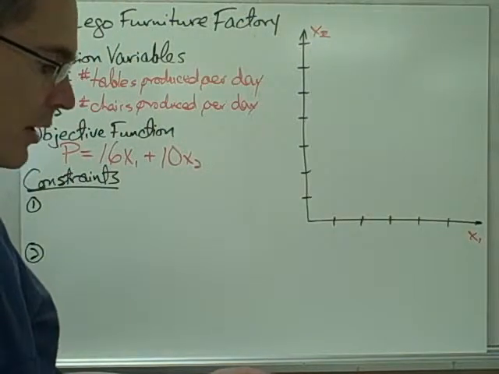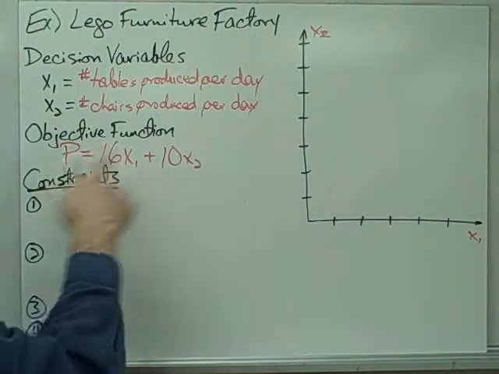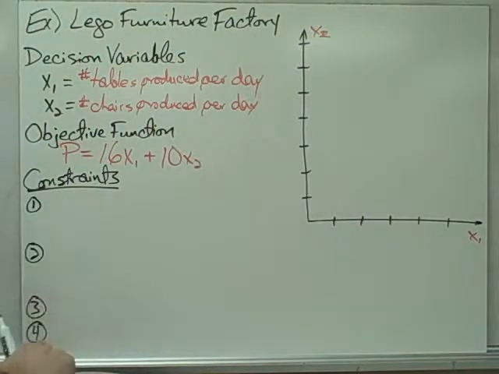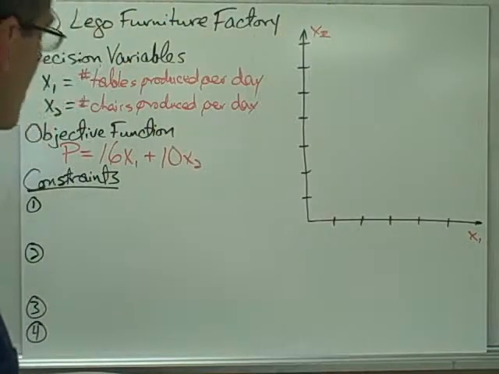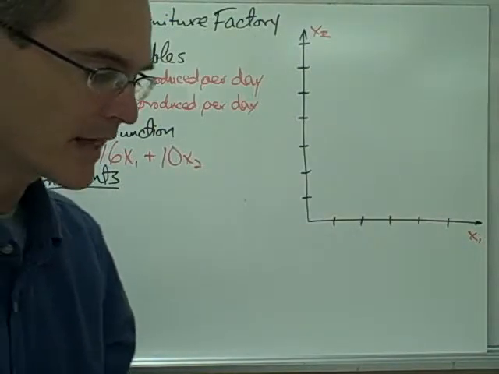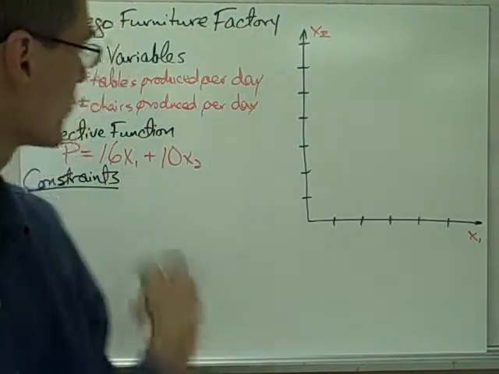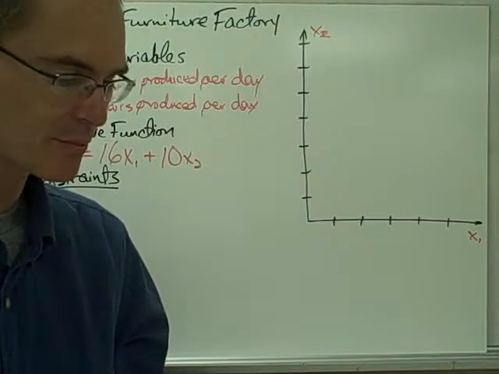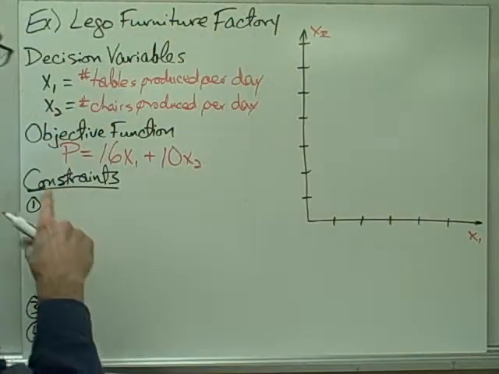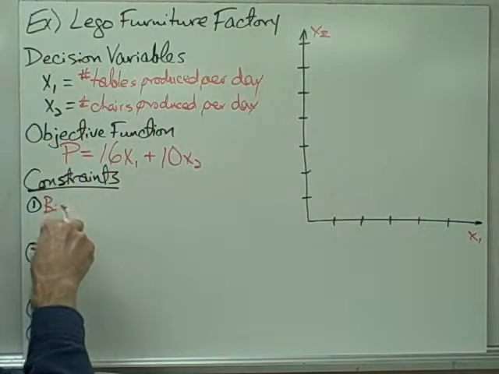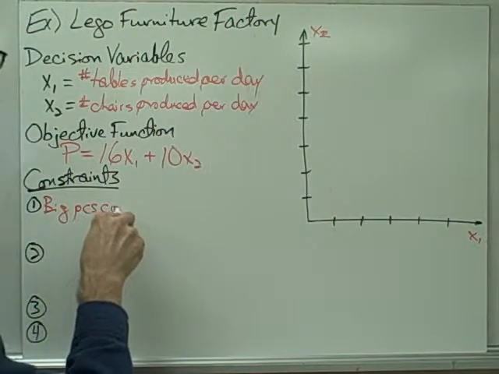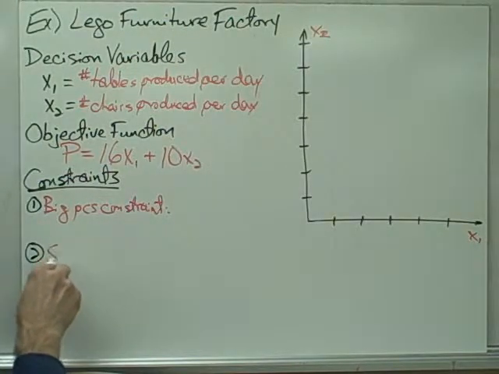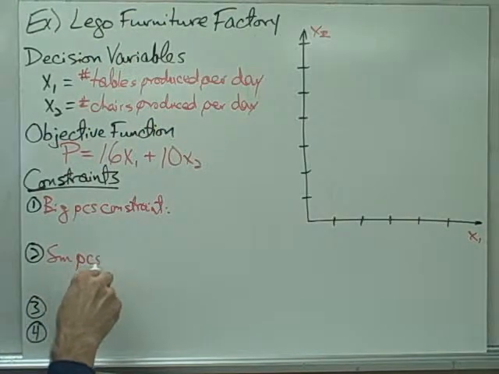Okay, now we've got our decision variables and our objective function. Now we want to talk about constraints. For this problem, it turns out we're going to have a total of 4 constraints. Our first constraint: notice it says in the problem that the number of pieces available to construct our tables and chairs is limited by the supplier to 6 big pieces and 8 small pieces per day. So we've got a constraint on our big pieces. Let's call that our big pieces constraint. And we're going to have a constraint on our small pieces. We'll call that our small pieces constraint.